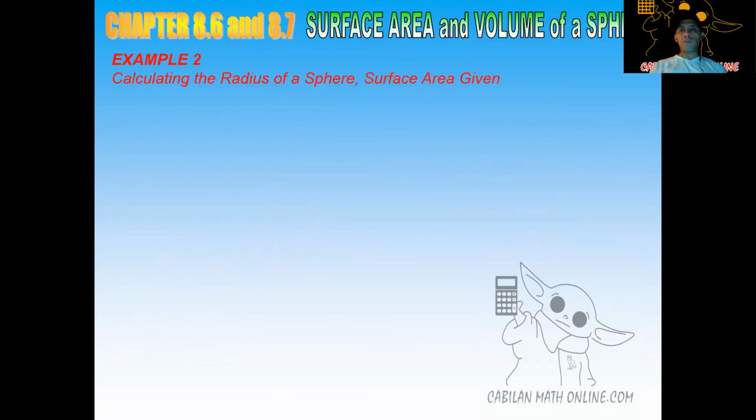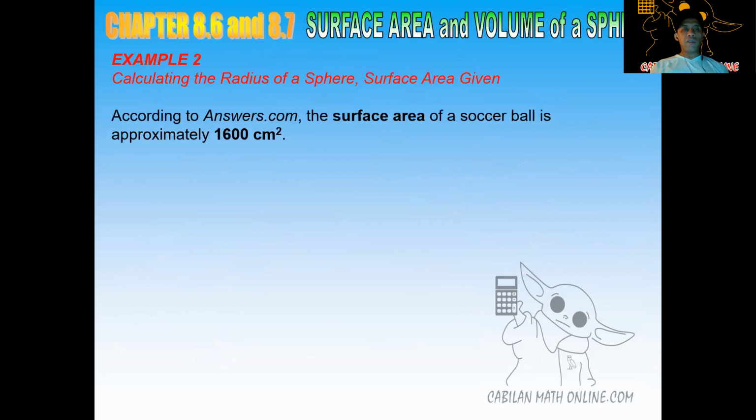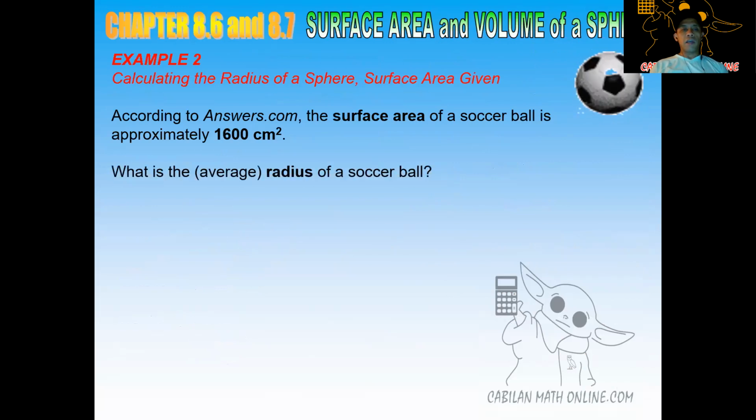The next set of problems requires us to dig deeper into the question and see what we need to write. In this case, what we have here is a soccer ball. It says, according to answers.com, the surface area of a soccer ball is approximately 1,600 square centimeters. What we want to do here is find the radius of the ball.